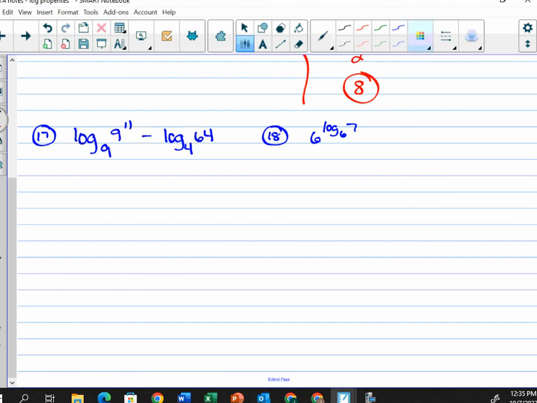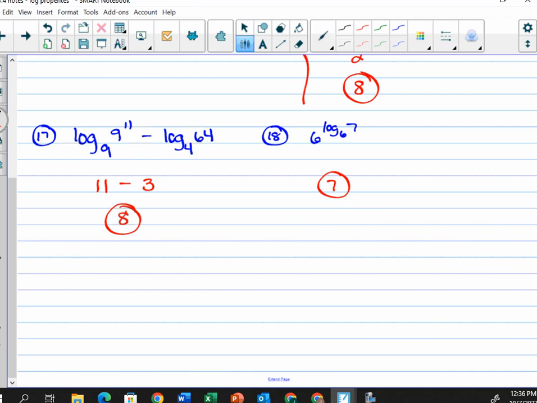All right, guys, what'd you get for number 17? Yeah, because log base 9 of 9 to the 11th is just 11. Log base 4 of 64 is 3. So 11 minus 3 is 8, not 7. And what do we get for 18? Okay. All right, questions on any of those?